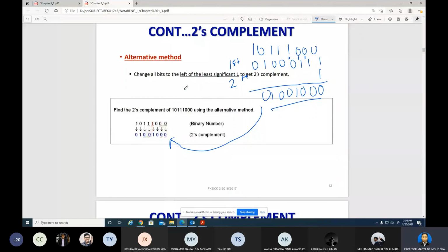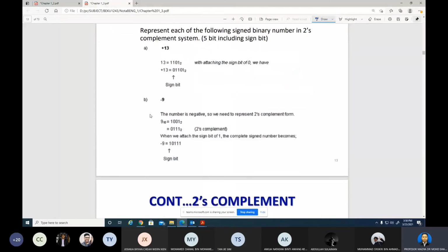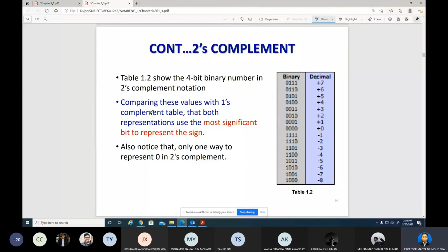Okay, change all bits to the left of the least significant bit to get the second complement. So this is another technique that you can use to convert the number to the second complement. So you can see the bits to the left of the least significant bit, and that is how you get the answer. So this is an example, for the second complement.